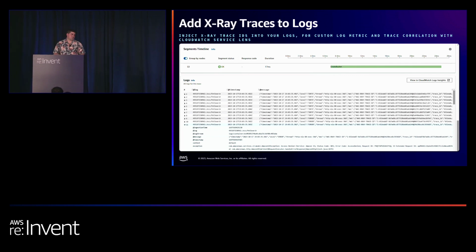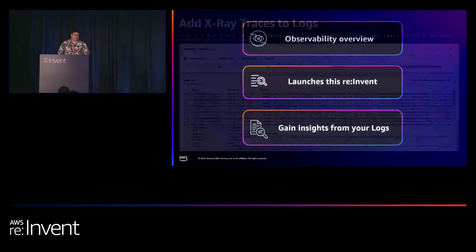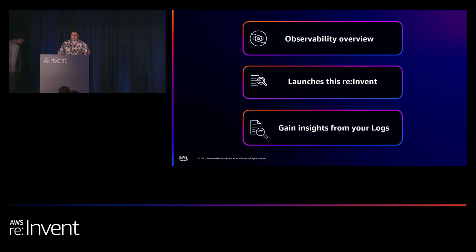And for many services where we can guess the log group, like Lambda and API Gateway, this just works out of the box. But if there are other services, custom components you're building, you can enable custom log, metric, and trace correlation. So with that, I'm going to give it back to Nikhil, who's going to give us some closing thoughts and wrap us up.